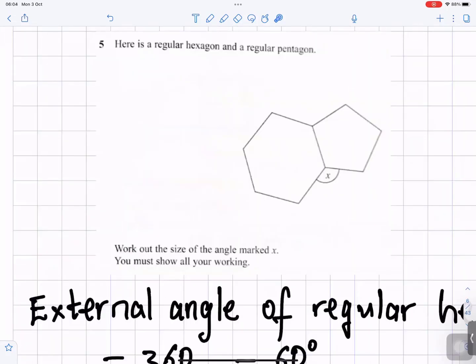Question number 5. Here is a regular hexagon and a regular pentagon. Hexagon, 6 sides. Pentagon, 5 sides. Work out the size of the angle marked X. You must show all your working.